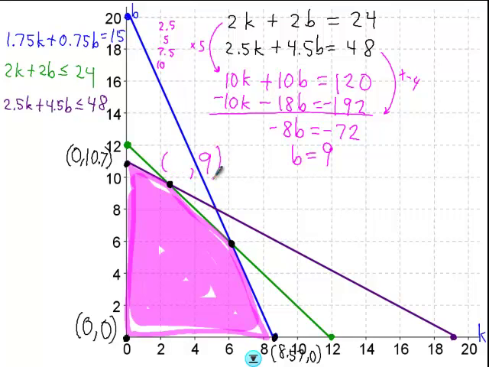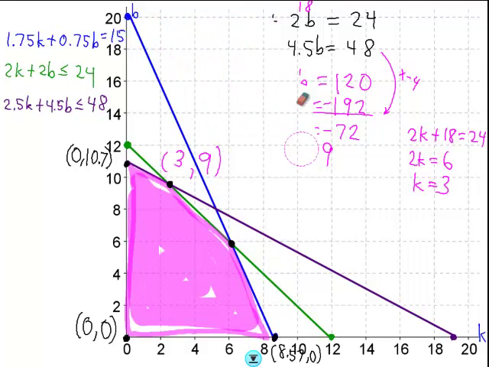And now I can find the amount of cake by plugging in b. Let's just plug it in right here. So this would be 18. 2k plus 18 equals 24. Then I subtract 18 from both sides, divide by 2, and k equals 3. So maybe we should make 3 cakes and sell 9 cobblers. Let's do some erasing.